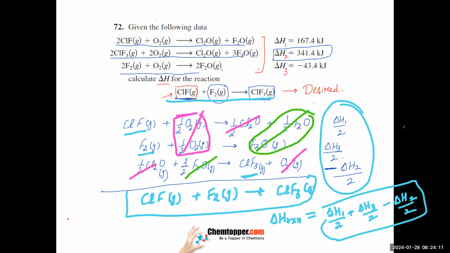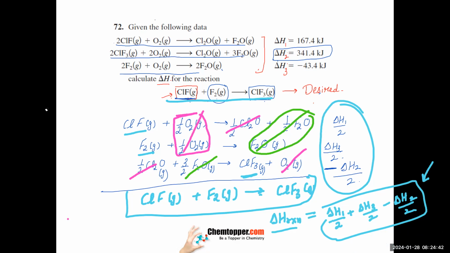But they may give you this option: delta H1 times 2 minus delta H2 divided by 2 plus delta H3 times 2. They will give you one option like this, but you know that this is wrong. So you have to work it like this. You have to see how you are operating your delta H to get the delta H of the reaction, and then you have to pick the right option from the multiple choice question.